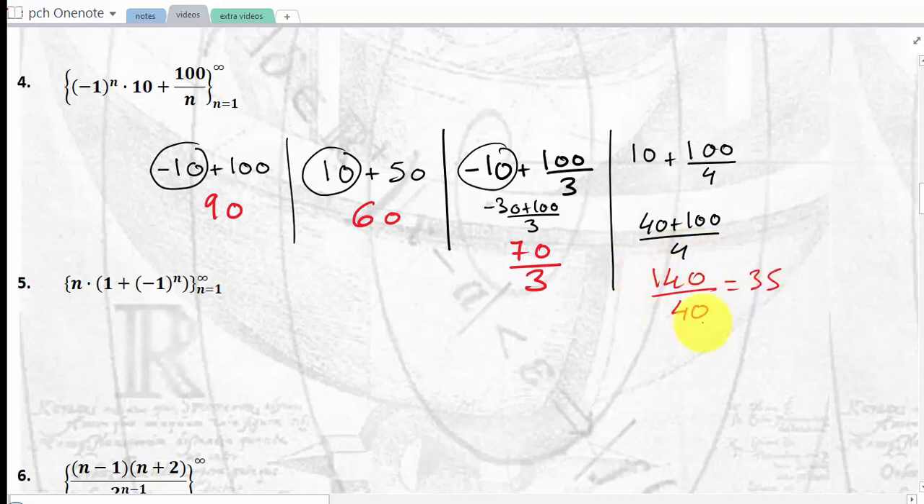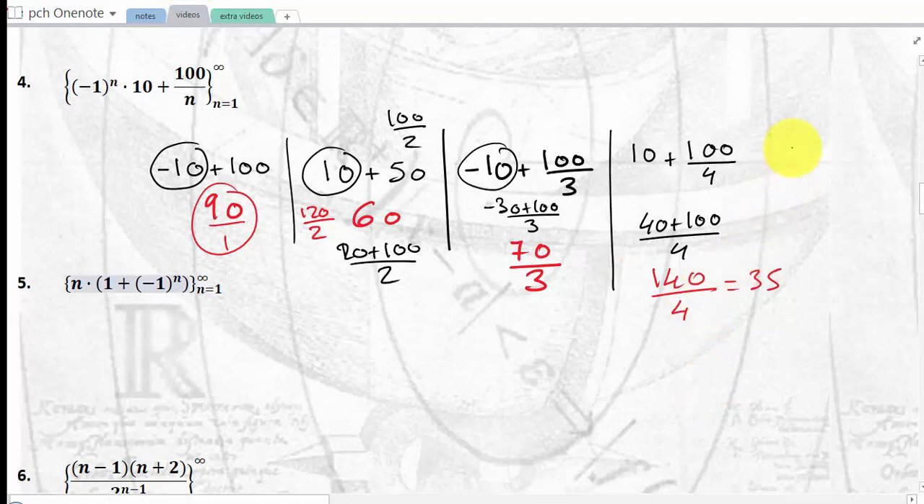I'm trying to get an understanding of the sequence. So right here, if I stay with 100 over 2, the 50, what do we have? 10 plus 100 over 2. So it's 20 plus 100 over 2. So it's 120 over 2, okay? And here we had 90 over 1. So 90 over 1, 120 over 2, 70 over 3, 140 over 4, sorry about that.